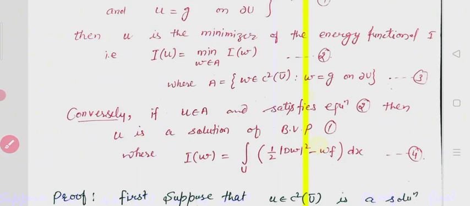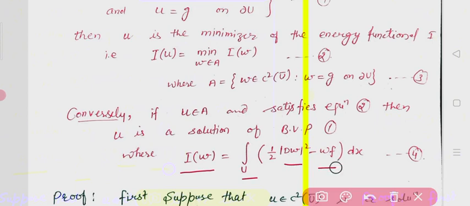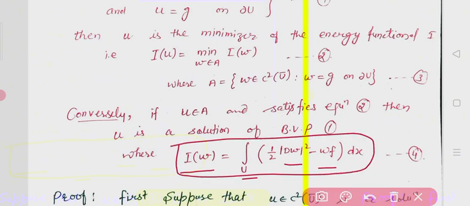The energy functional is this one, we will denote it this way: I of w will be equal to the integral over U of half of mod of Dw square minus wf dx. So this is how our energy functional is defined, okay. So if u is the solution of the given boundary value problem, then we have to show that u is the minimizer of that I.